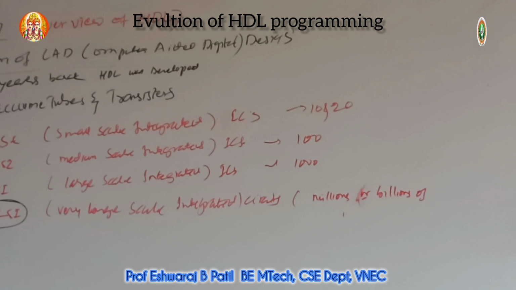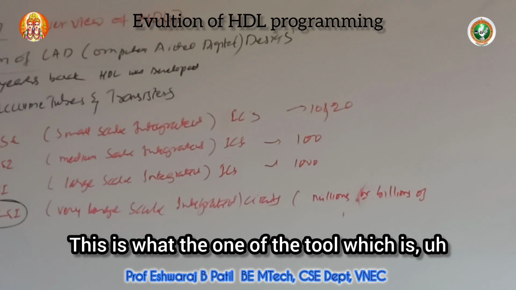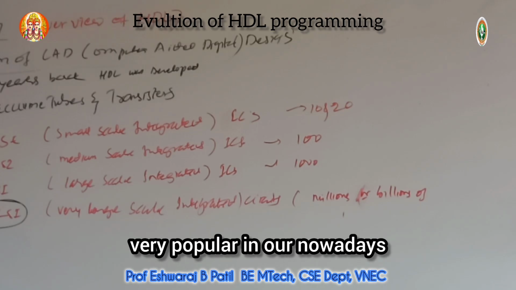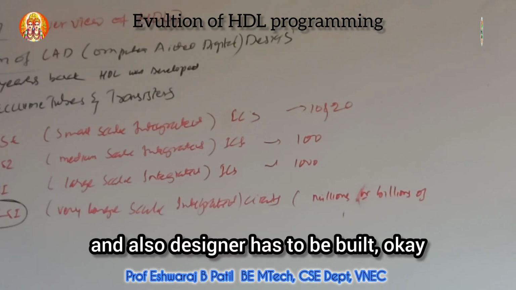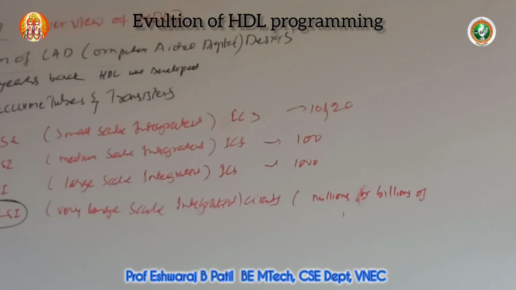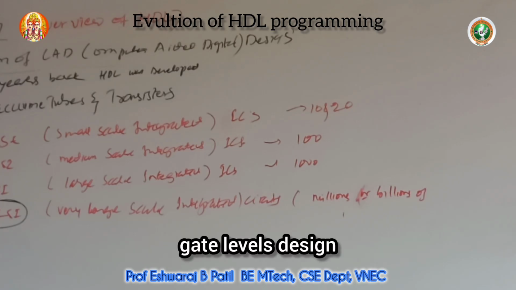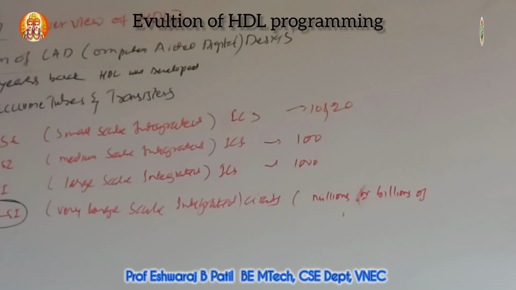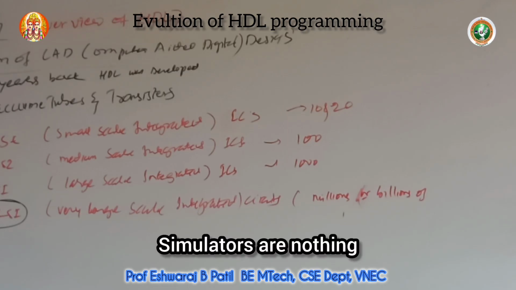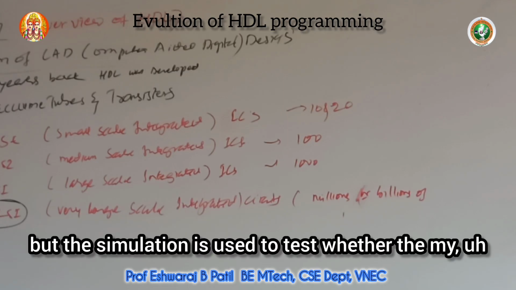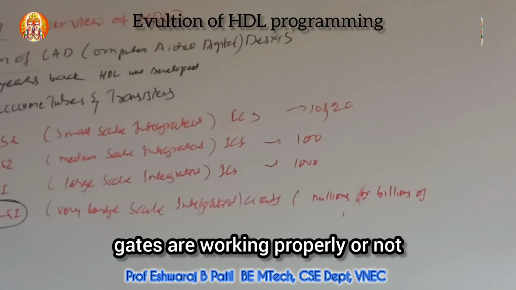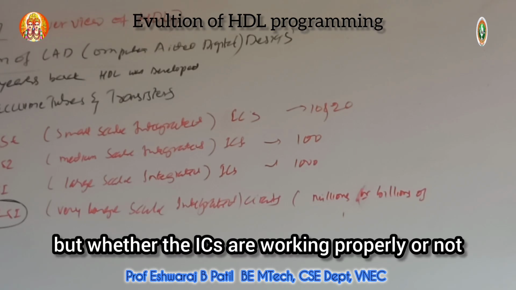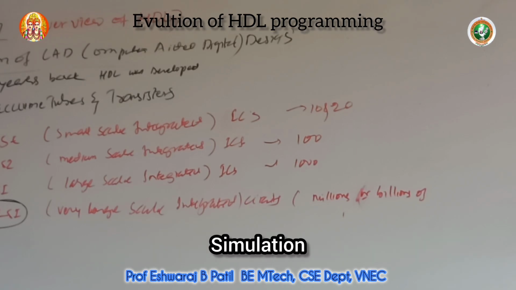CAD design tool is one of the tools which is very popular nowadays, and the designer has to build different levels of gate level designs, and use different types of simulators. Simulation is used to test whether my gates are working properly or not. Gates are nothing but whether the ICs are working properly or not.